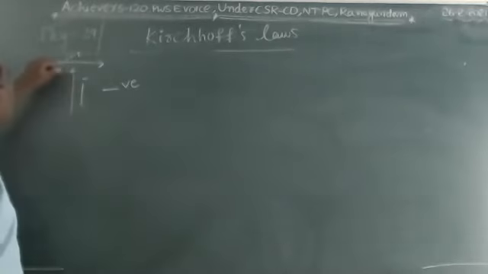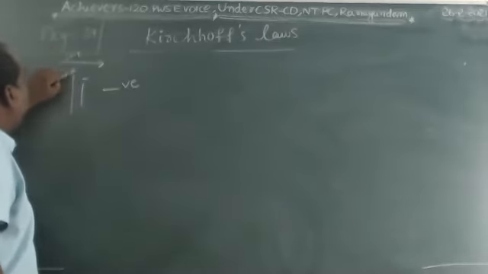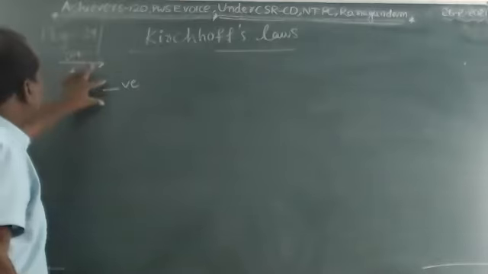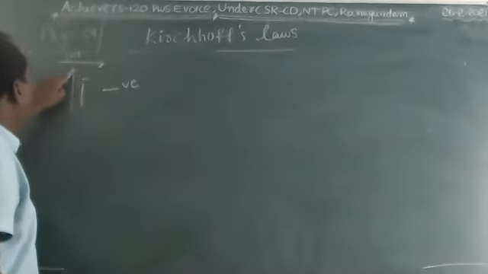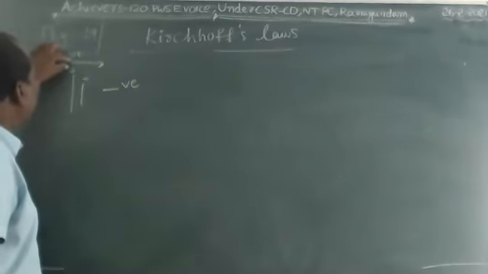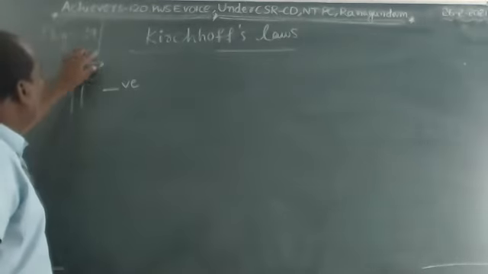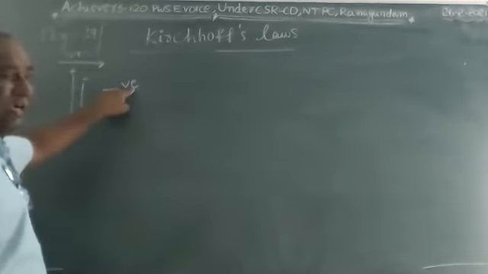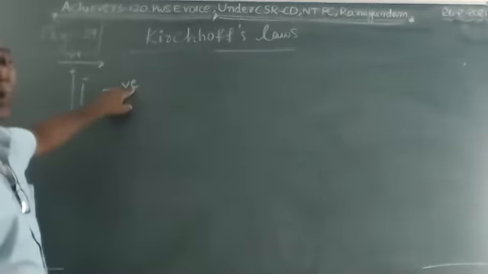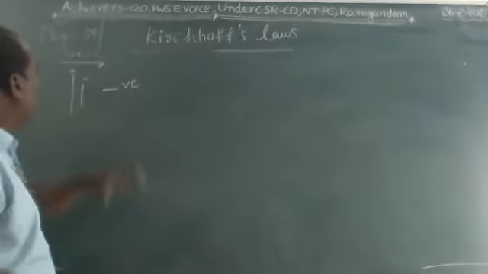So that's why the EMF of the battery is taken as a negative when it moves from the positive terminal to the negative terminal. It means the voltage, when it moves from positive to negative, the potential difference value is taken as a negative. Potential difference is nothing but voltage.